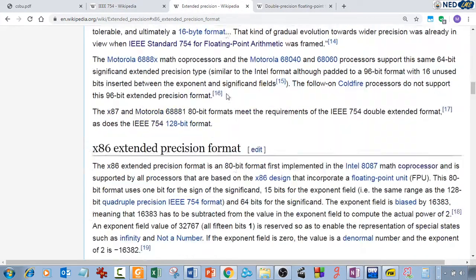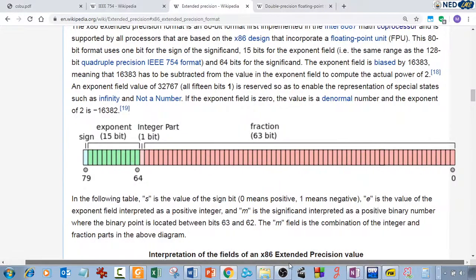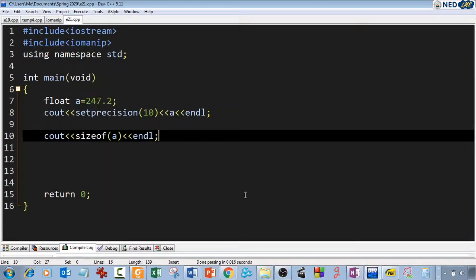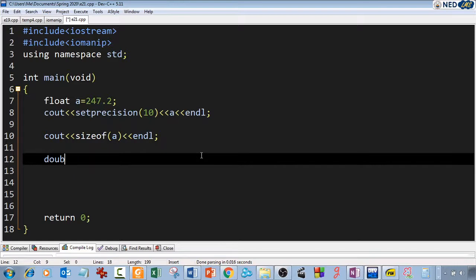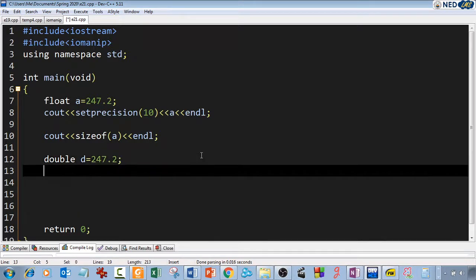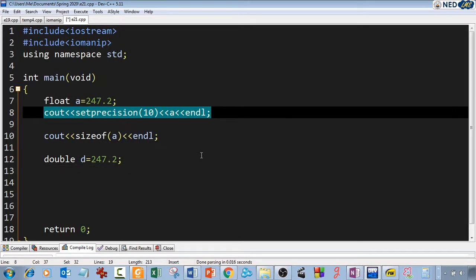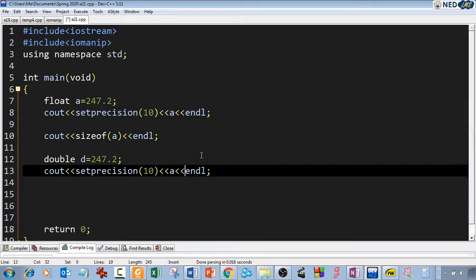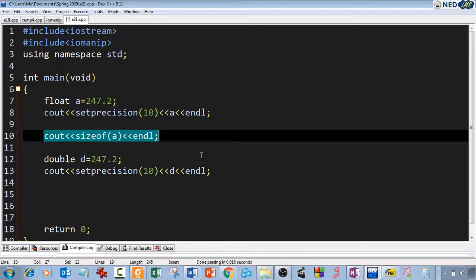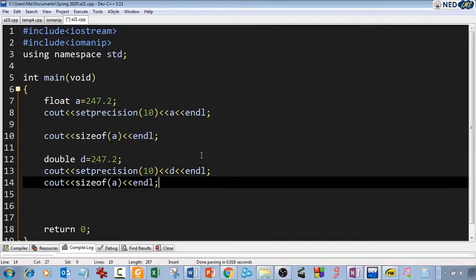Whenever we have double precision, if I declare a variable such as double, just a name, double g equals 247.2, same value, but now we are going to have d over here, and I'm going to print the size of d, so that it's easier to read.